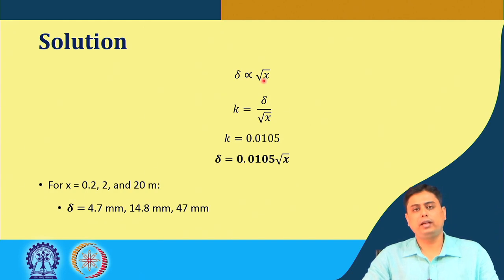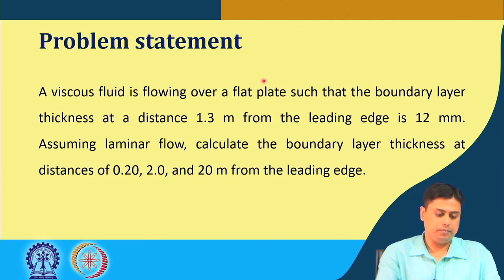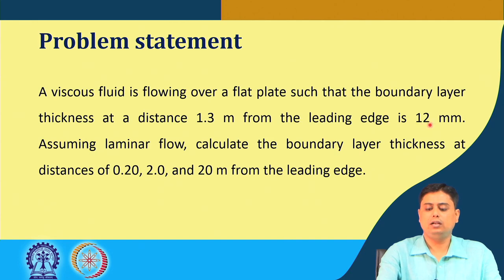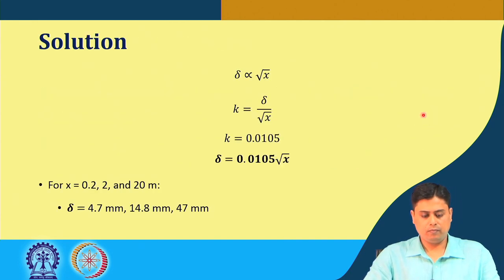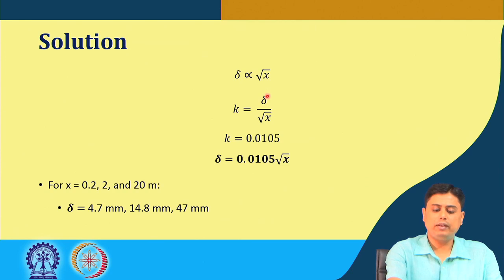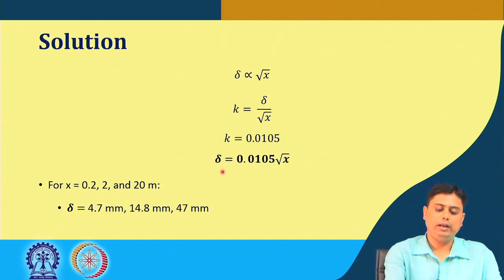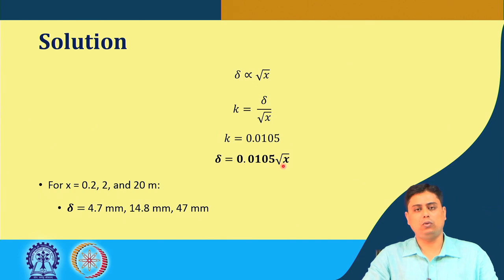Here k is a proportionality constant, which should be determined first from the given value, and that value is already given. For a distance of 1.3 meter from the leading edge, the delta is 12 millimeter. So here delta is 12 millimeter and x is 1.3 meter. After having consistent units, we find the value of k, the proportionality constant. That means we can find out how delta and x vary for this particular problem.